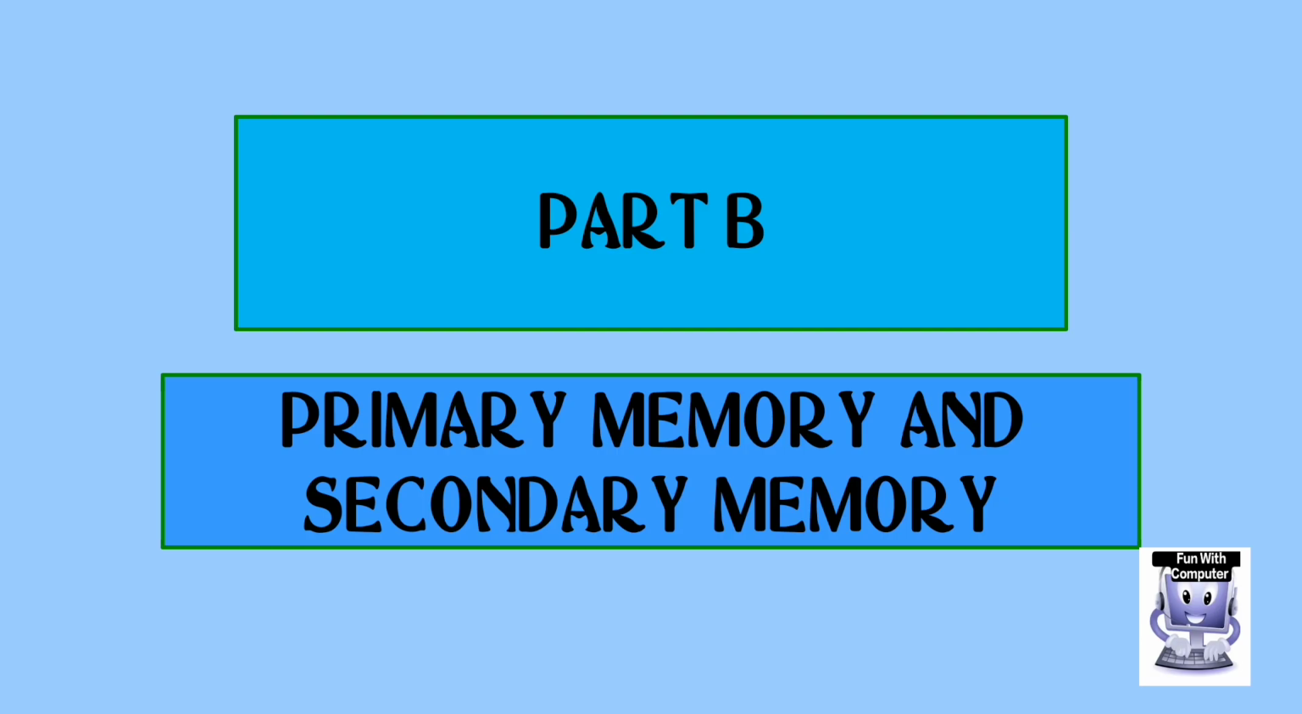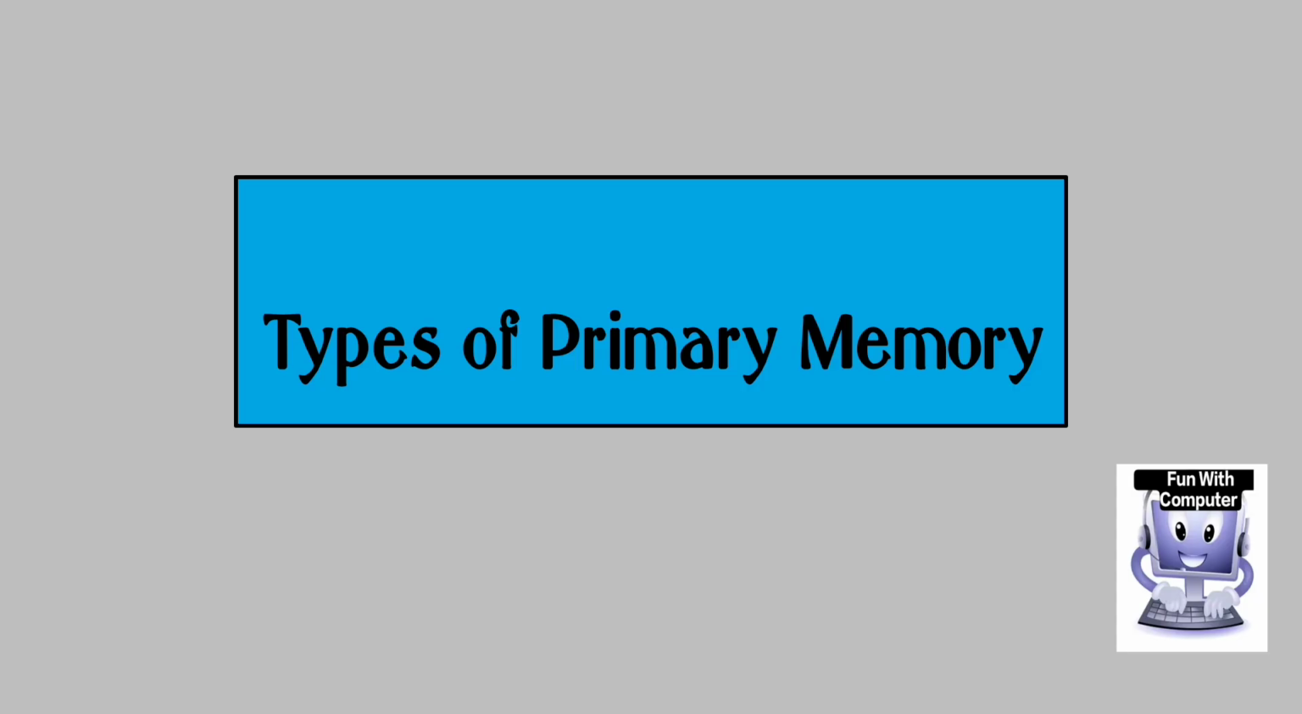In our previous class, I have taught you about primary memory, that this is the main memory which is predefined in a computer and it is where the data, instruction and informations are stored. Now, what are the types of primary memory? It is classified into two different parts.